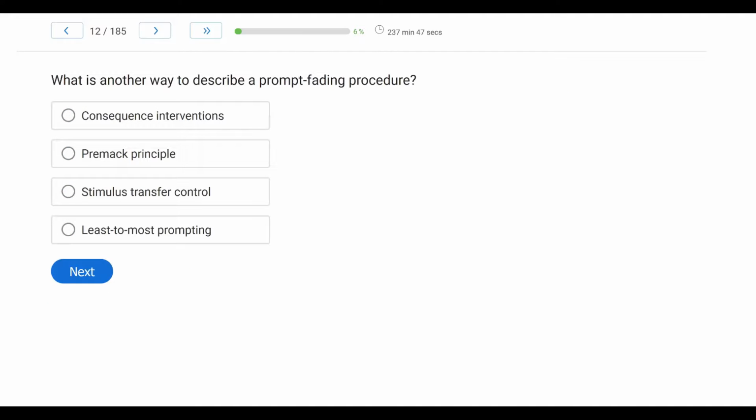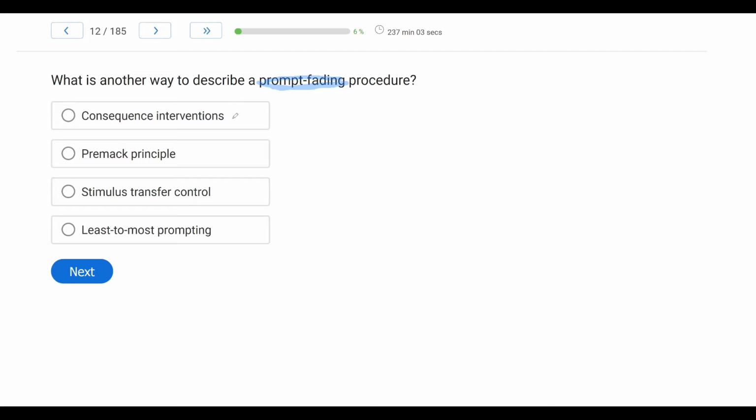And then 12, what is another way to describe a prompt fading procedure? When we talk about prompt fading, what's a technical way to talk about prompt fading? Well, what you're doing is you're taking a temporary SD, because a prompt is just a temporary SD, and you're transferring control from that prompt to the real SD. So when you use a verbal prompt or a modeling prompt or a physical prompt, those are all temporary SDs that are controlling the behavior. You don't want the prompt controlling the behavior. You want your actual SD controlling the behavior. So how are you going to do that? What's another way to describe what you're doing?